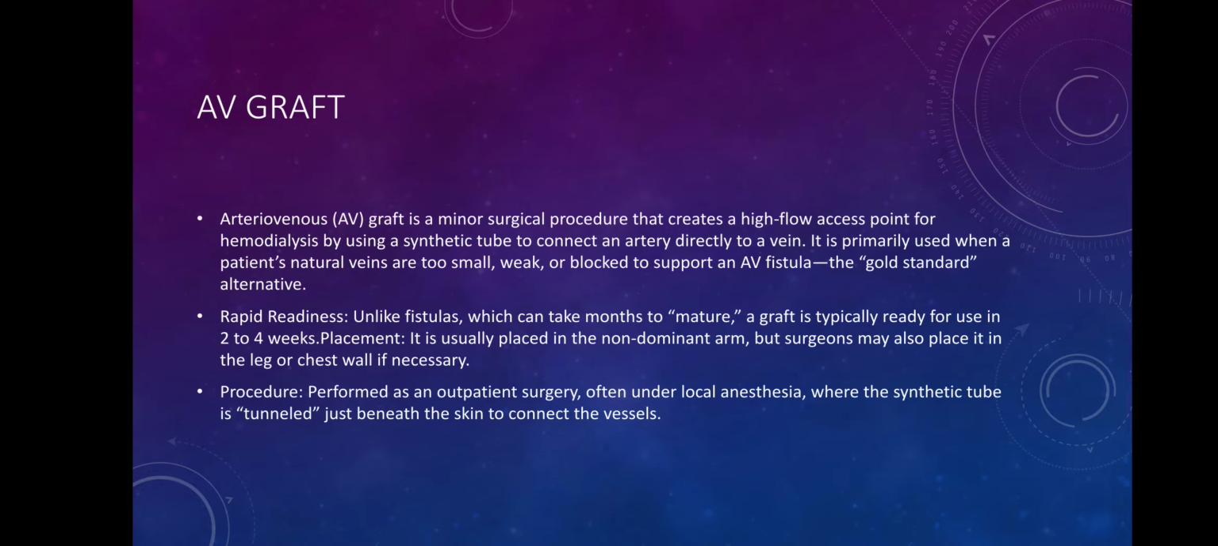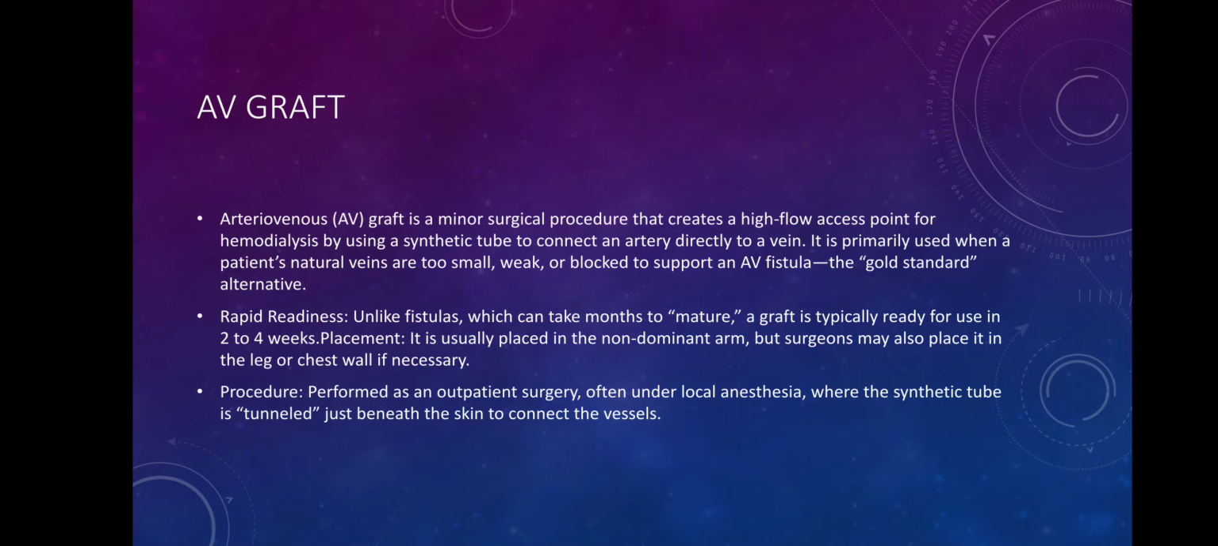AV graft means arteriovenous graft. It's a minor surgical procedure that creates a high flow access point for hemodialysis by using a synthetic tube to connect an artery directly to a vein. It is primarily used when a patient's natural veins are too small, weak or blocked to support an AV fistula.